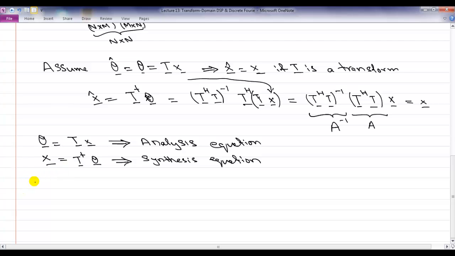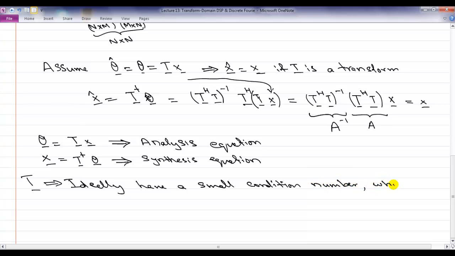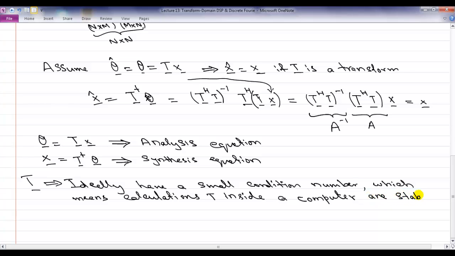You can go on to Wikipedia and look up what condition number technically means, but we want our transform to ideally have a small condition number, which means that calculations involving this transform inside a computer are stable. You don't have huge numerical errors.